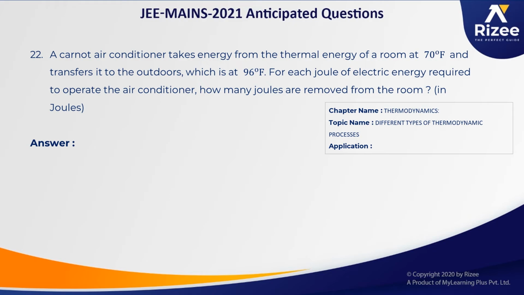A Carnot air conditioner takes energy from the thermal energy of the room at 70 degrees Fahrenheit and transfers it to the outdoors, which is at 96 degrees Fahrenheit. He has given it in terms of Fahrenheit, not degrees Celsius. Please be careful. For each joule of electric energy required to operate the air conditioner, how many joules are removed from the room? As this is a Carnot engine condition, please be careful of this. Important concept. So what he has asked is how many joules have to be removed from the room.